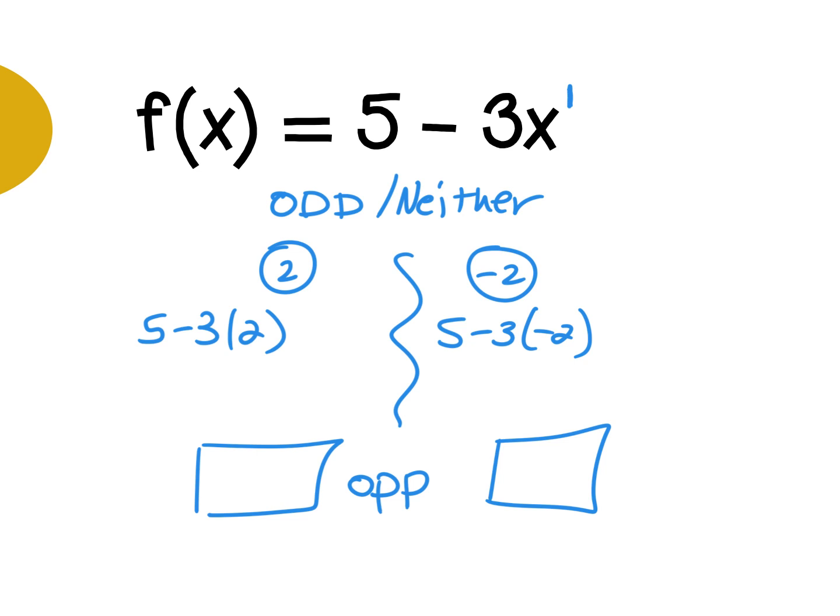Guys, negative 3 times 2. Negative 6. So this is 5 minus 6. What's 5 minus 6? Negative 1. Okay. Over here, what's negative 3 times negative 2? Positive 6. So 5 plus 6 is 11.